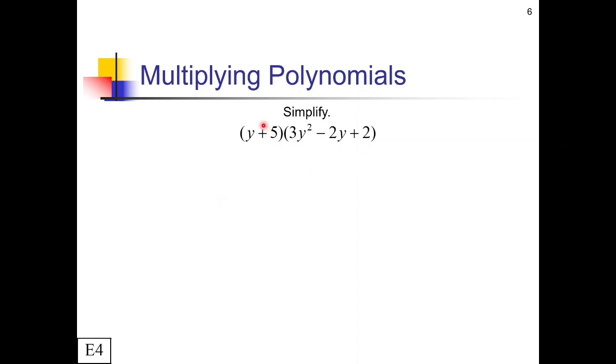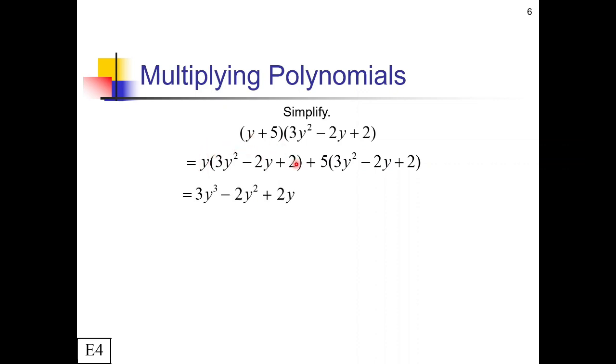Alright, so using the long distributive approach, I've got y times this whole second parentheses, and I've got a plus 5 times this whole second parentheses. Again, you don't need to write all this out if you just do the little lines connecting things, but you're less likely to miss something if you do it this way. So distributing all that out, we've got 3y cubed minus 2y squared plus 2y. And then for the other one, we have 5 times 3y squared is 15y squared. 5 times negative 2y is negative 10y. And then 5 times 2 is 10.